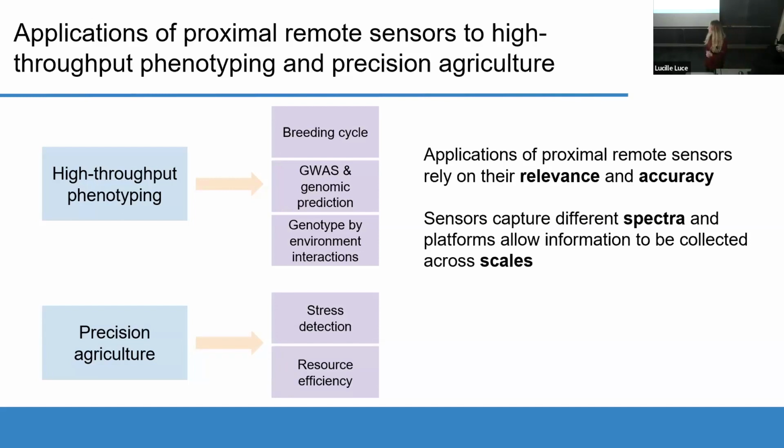However, application of proximal remote sensors to each of these things relies on both the relevance and the accuracy. Different sensors capture different spectra, and different platforms allow collection across varying scales. So there may be unique information contained within each of these that may increase both the relevance and accuracy of using these sensors. However, because of the complex and high-dimensional nature of the data streams collected from these sensors, integration is uncommon and typically lacks generalizability.